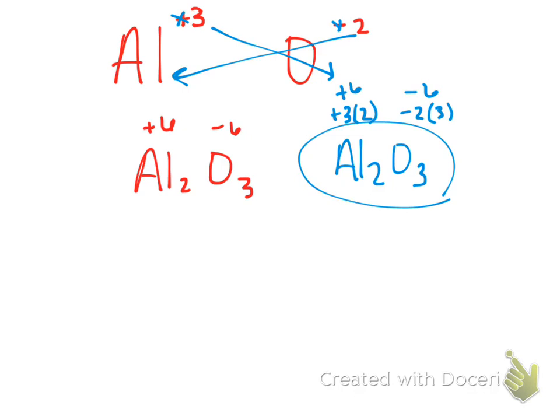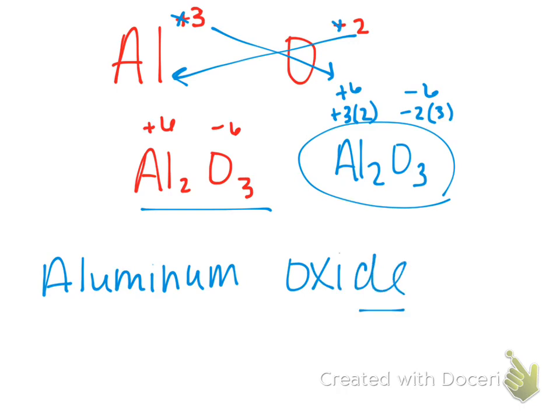Okay, so we've learned how to build compounds. Now this is naming them. All we do with naming like this is we literally put the names together. Aluminum gets to keep its name because it's the positive. Oxide ends in IDE because it's the negative. That's it. This is called aluminum oxide.